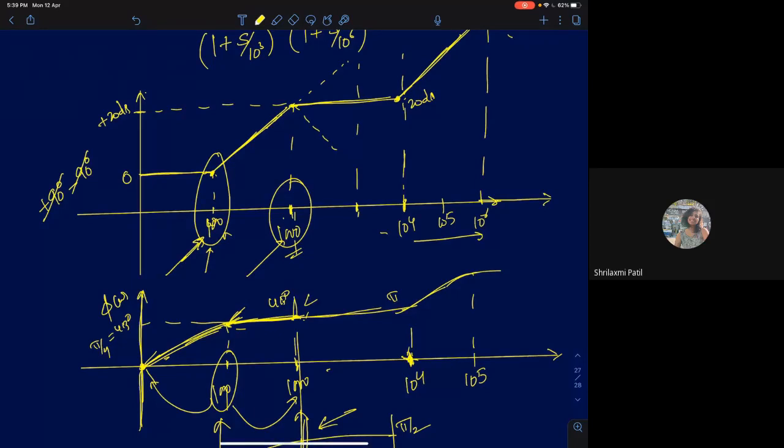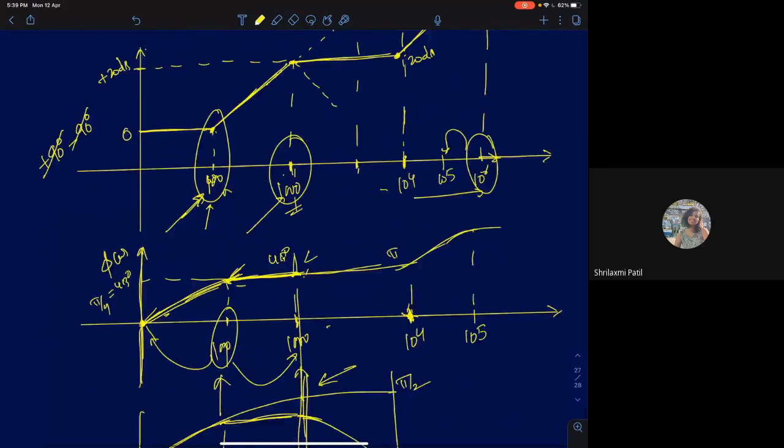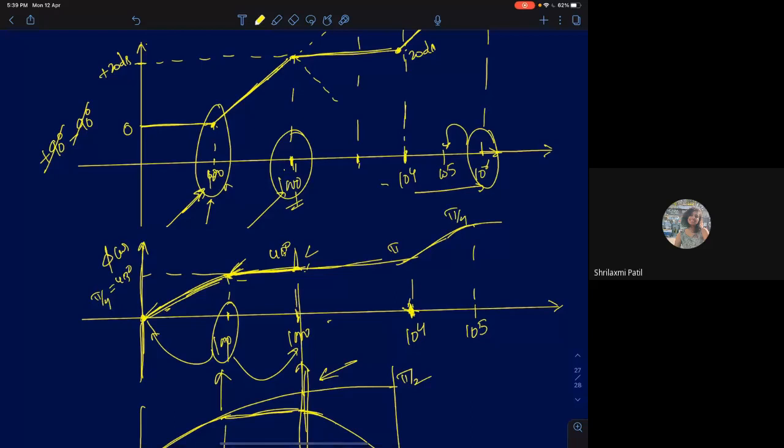What will be the phase shift at 10 power 6? Now the effect of 10 power 6 will start kicking in at 10 power 5. What will be the phase shift at 10 power 6 now? This is pi by 2. See, the pole's effect starts kicking in at this point. It will start decreasing at 10 power 5. And at 10 power 6 it will reach plus pi by 4. And finally, where will it go to?